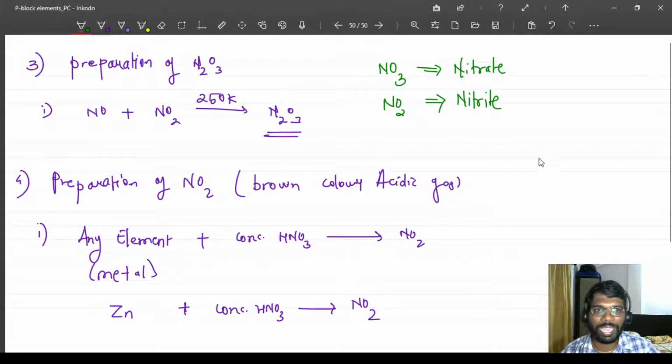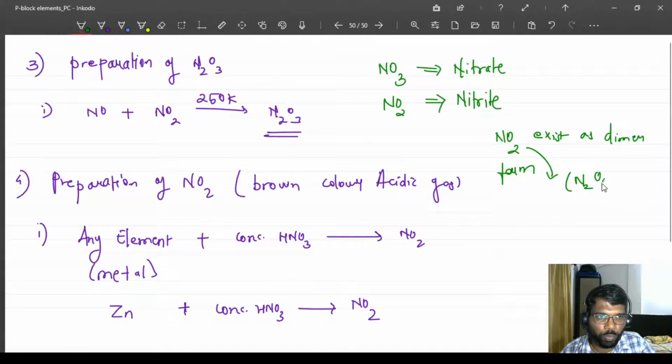Here NO2 exists as a dimer, dimer form. This could also be written as N2O4. So that is the thing about NO2. There are more methods for the preparation of the oxide.